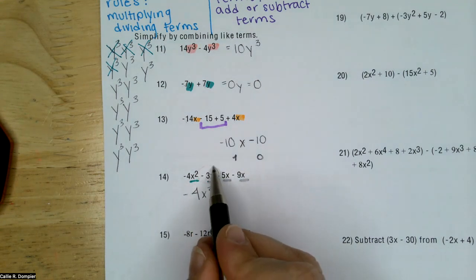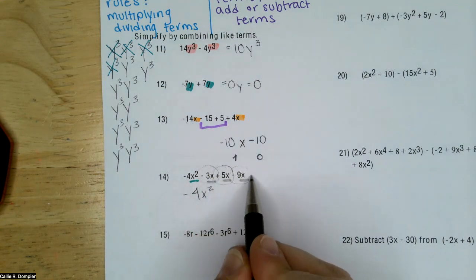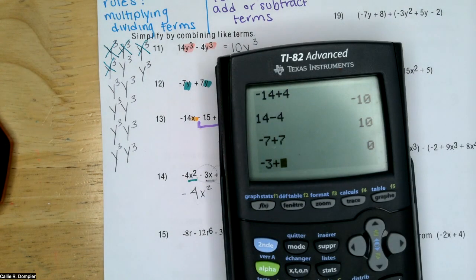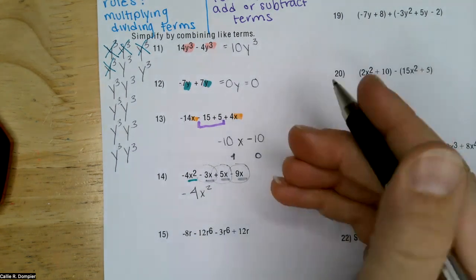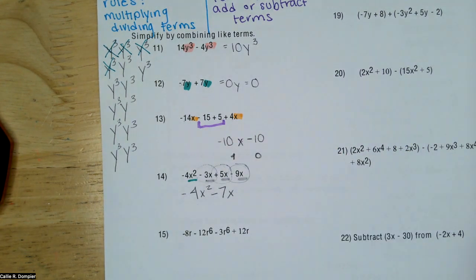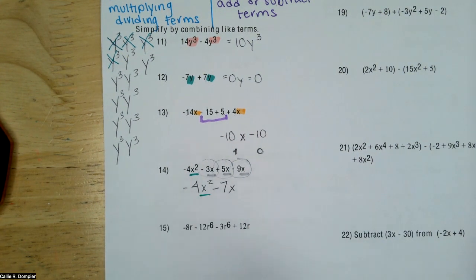And then we're going to say negative 3x plus 5x minus 9x. I would just put it in my calculator. Negative 3 plus 5 minus 9 gives me negative 7x. So those terms are not alike. They don't get combined.